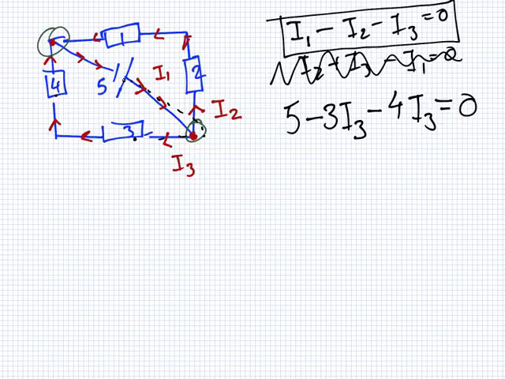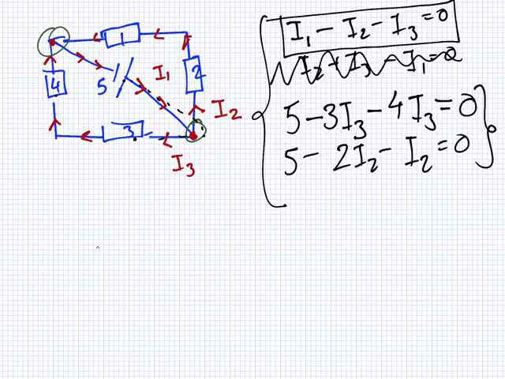Let's make a loop going up this way. So again, I start with the 5. And then when I hit this one, I lose how much? 2 I2. And then the next one is? Just 1 I2. And this will equal 0. So you realize, oh, I have three equations now. And actually these two, I can solve them.